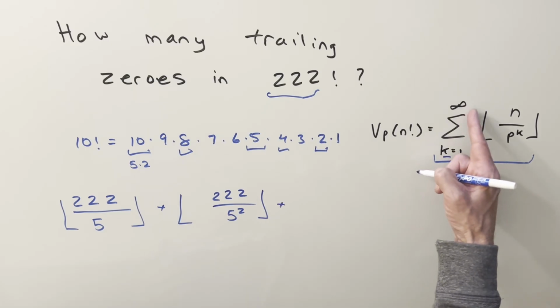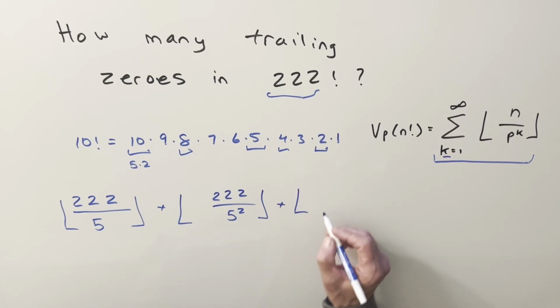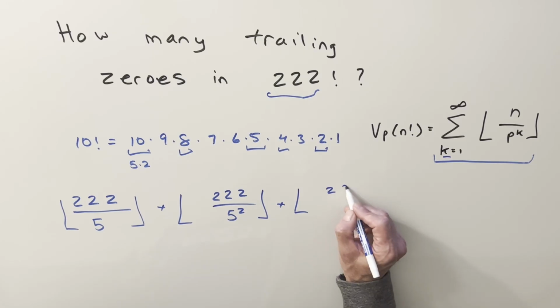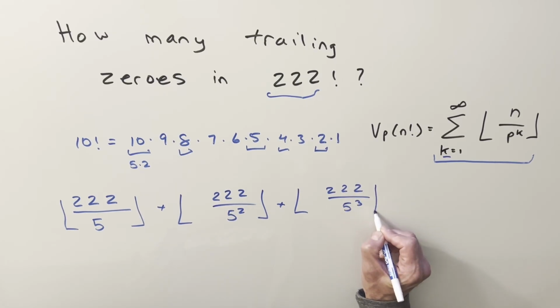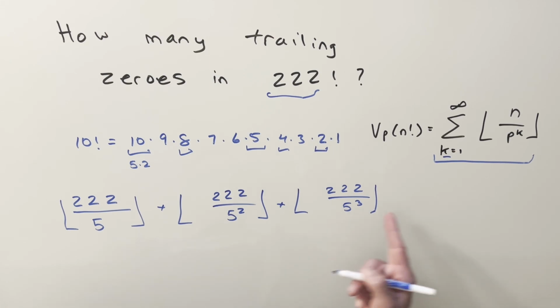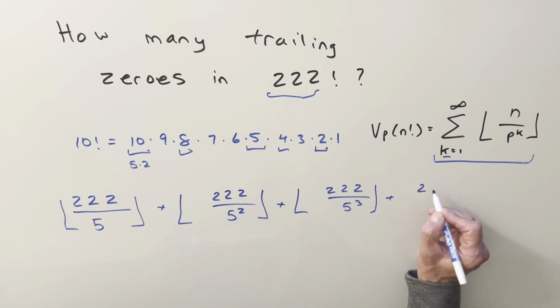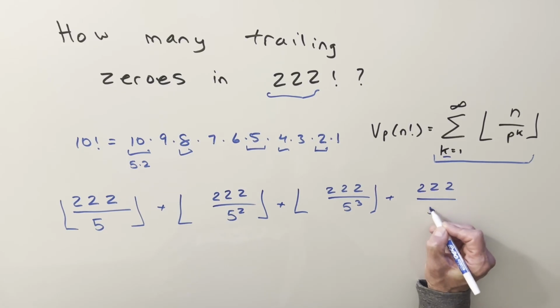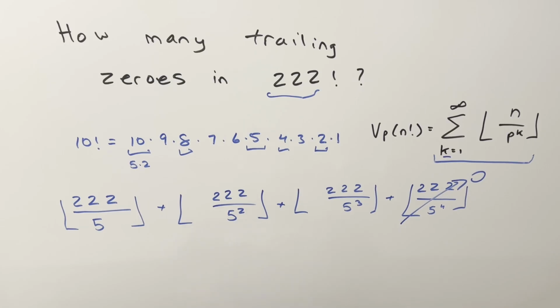This sum over here goes to infinity, but we don't need to keep going because what's going to happen is after a certain point, actually after this term right here, the floor function is going to take everything to 0, once 5 to the 4 is greater than 222. So if we write this term, it's just kind of pointless because this is just a 0. So all we need to do is add up these three terms, dividing 5 into 222.